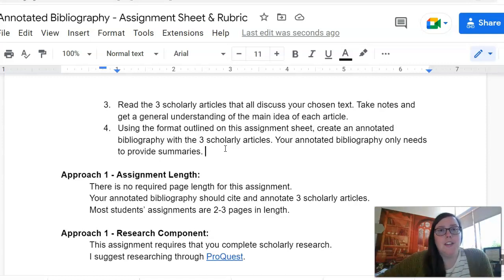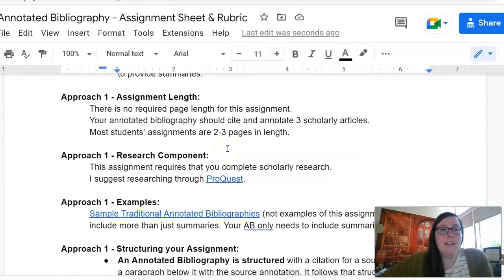Here I'm just looking for summaries. Do you understand what these articles are saying? That's really the most important thing that I want us to focus on. All right, if you go the traditional route, you're taking approach 1.